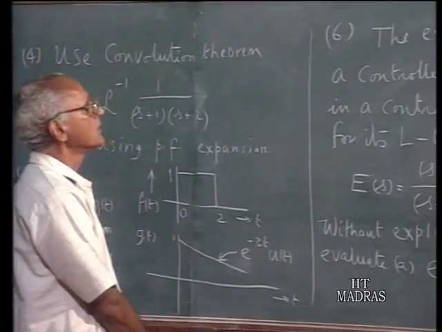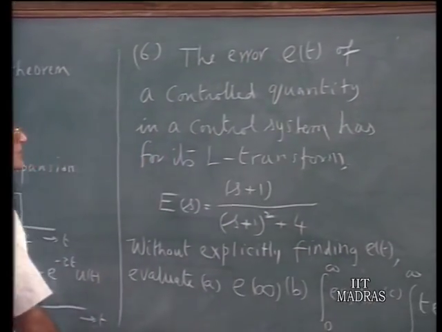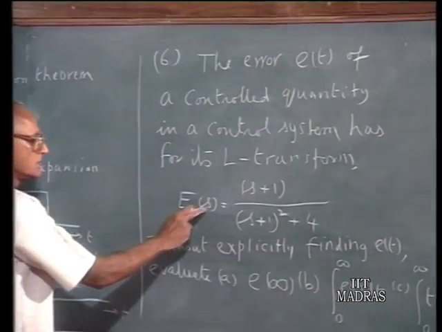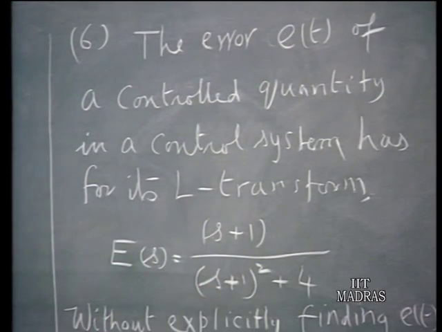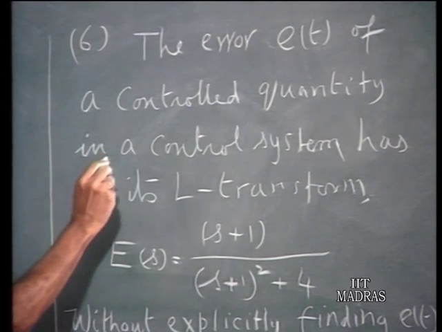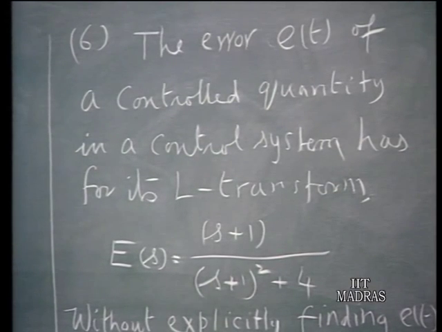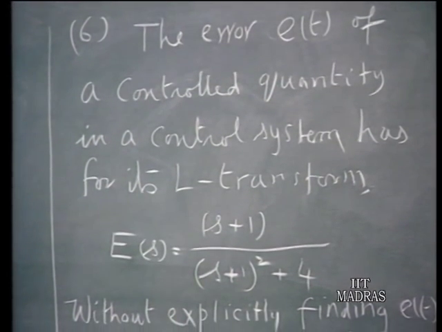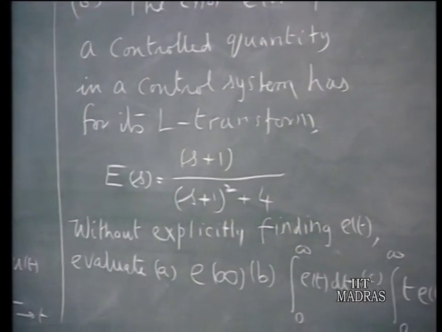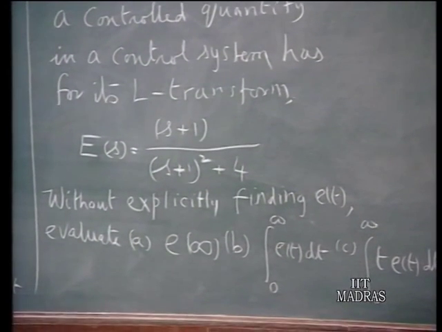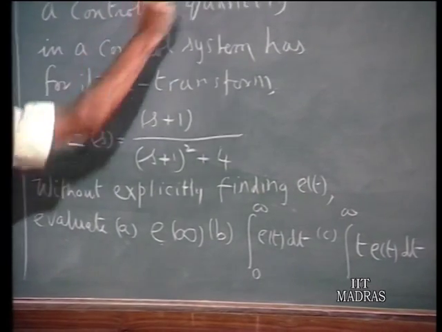Lastly, you have the error e of t of a controlled quantity in a control system, which has for its Laplace transform this expression E of s equals s plus 1 over s plus 1 whole square plus 4. Without explicitly finding e of t, you don't have to find the inverse Laplace transformation of this to find e of t. Without explicitly doing that, evaluate e infinity, that is the final value of this error.